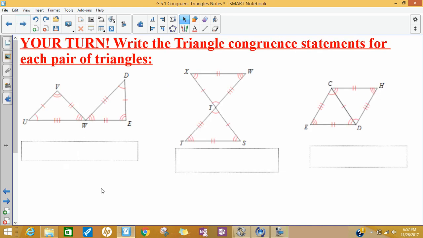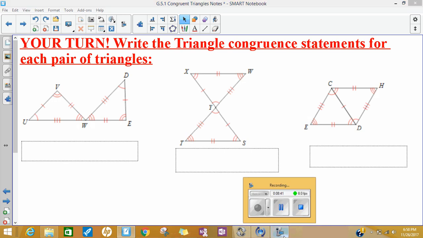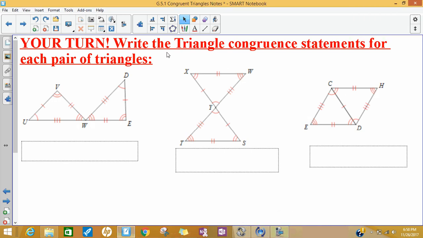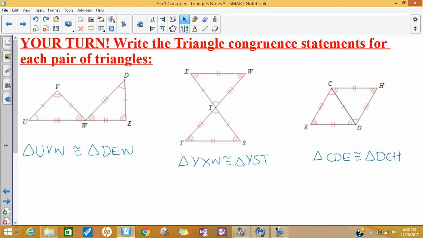So again, I want you to pause and I want you to write the triangle congruence statements here. Okay, so let me show you the answers. Again, I just want to point out here, I have angle Y in both. Those are vertical, and I have the reflexive property showing up here. Side CD is the same in both. And then I just match up the angle pairs to name the triangle. So my one arc, U and D, 2 arcs, V and E, 3 arcs, W and W, and so on and so forth.